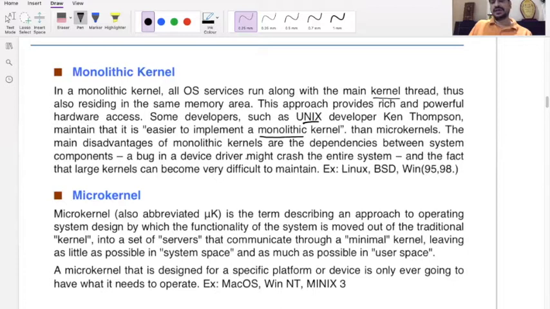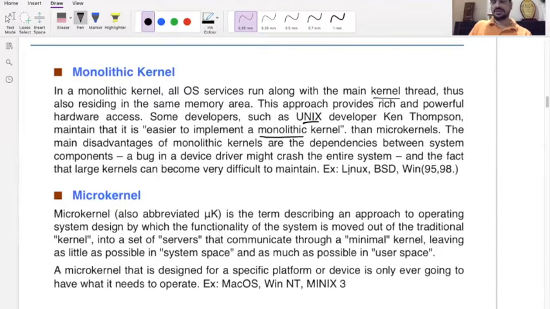A bug in the device driver might crash the entire system. As I told you, a monolithic kernel has everything involved in one particular program. If we find a bug in any of the programs, my whole kernel is going to crash, or my whole operating system is going to crash. That is a problem related to the monolithic kernel, because all the programs are dependent, they are not independent. In fact, a large kernel can become very difficult to maintain.